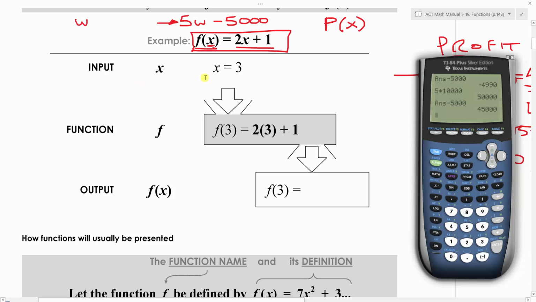So input is x. Let's say that they tell you that the x equals 3. So basically what that means is we no longer have an x in the parentheses here. We have a 3 in the parentheses, and we multiply that 3 by 2 as the directions tell us to do. 2 times 3 is 6. 6 plus 1 equals 7. And we have our value of f of x, or f of 3. So our input was 3. 3 went into the function, and our output was 7. 7 came out of the function.